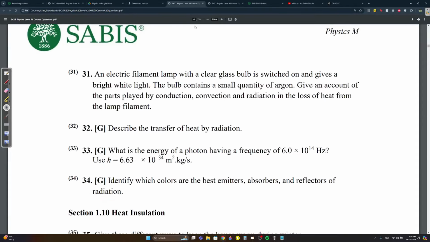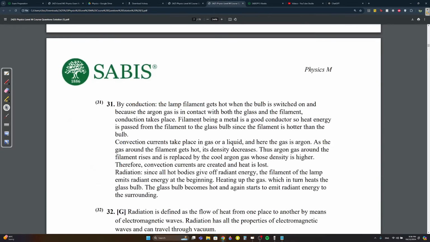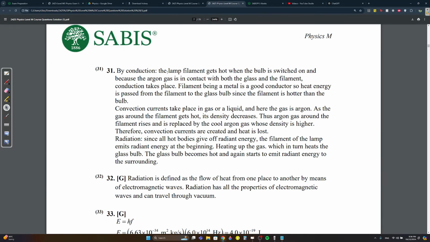Very, very easy. An electric filament lamp with a clear glass bulb is switched on and gives a bright white light. The bulb contains a small quantity of argon. Give an account of the parts played by conduction, convection, and radiation in the loss of heat from the lamp filament. Okay, by conduction, the lamp filament gets hot when the bulb is switched on. Because the argon gas is in contact with both the glass and the filament, conduction will take place. Okay, this is all a lot of words. What's this stupid question?